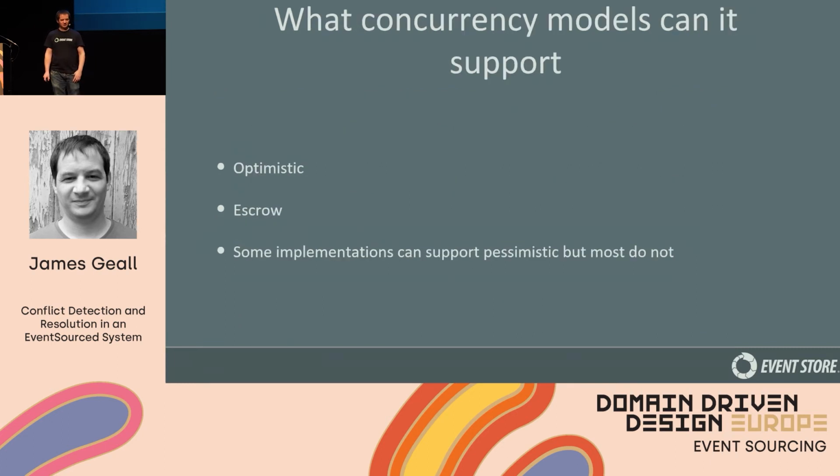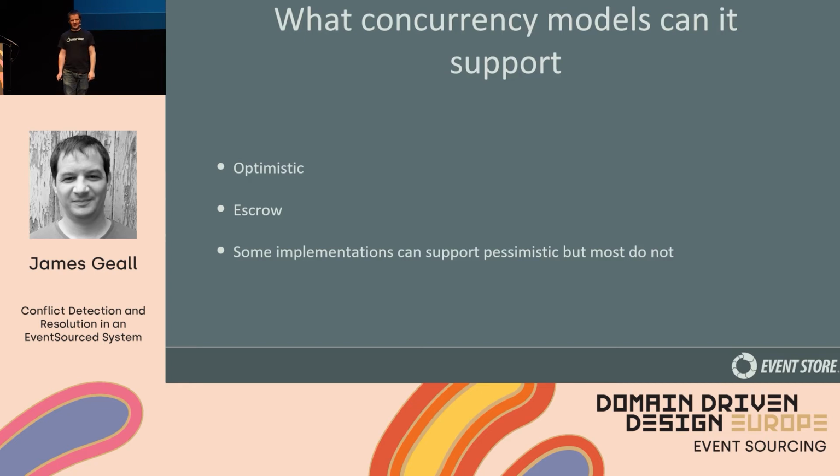What concurrency models can it support? Well, most data stores that allow you to store events or use event sourcing will actually allow you to do optimistic or escrow. So escrow is literally where you say, I don't care about the order because I know it's commutative. Optimistic is where you say, I want to append this sequence of events should there have been no changes since I read my state. That can be done very simply by just checking the event sequence number of the stream that you're trying to write to.